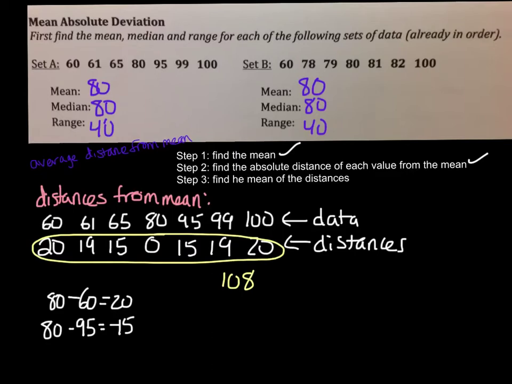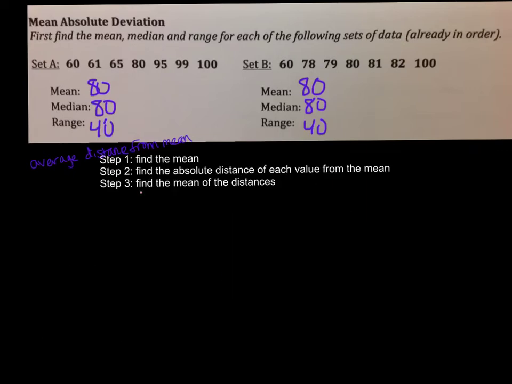Now it's time to find the mean of those distances. So if I add up those 7 distances and divide by 7, I get 15.43. That's my mean absolute deviation. Now you might be wondering what this means. Let's compare it to the mean absolute deviation for our second set. You can try it on your own, or you can follow along with me.